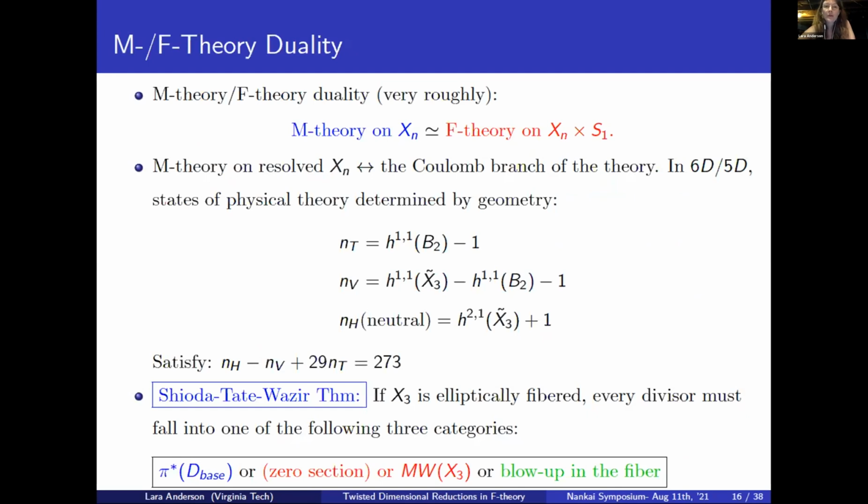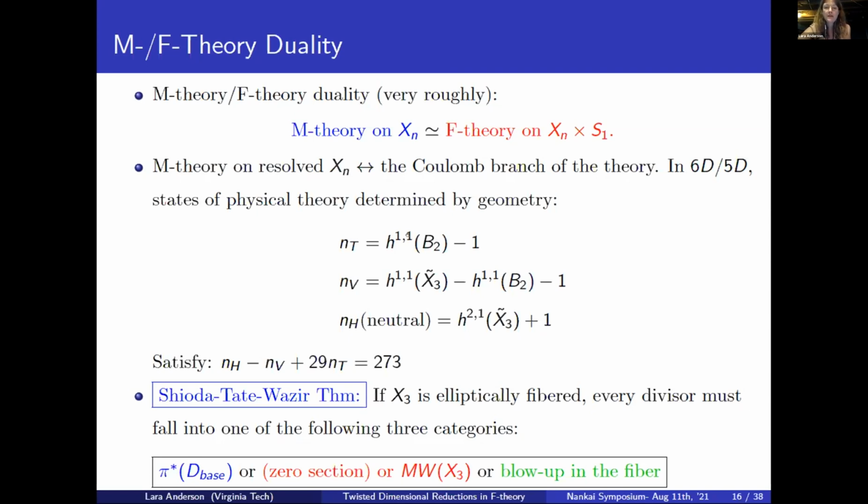F-theory is also, in addition to being thought of as a limit of type IIB, very helpful to think of as a limit of M-theory. So the idea, very roughly, is that M-theory on a given manifold Xn can be understood as F-theory on the same manifold across an S1. M-theory on a resolved elliptically fibered Calabi-Yau Xn can describe the Coulomb branch of a theory, and in the singular limit for which the fiber goes to 0 volume, you can uplift one dimension higher and understand this as a limit of M-theory, which we are going to use to define F-theory.